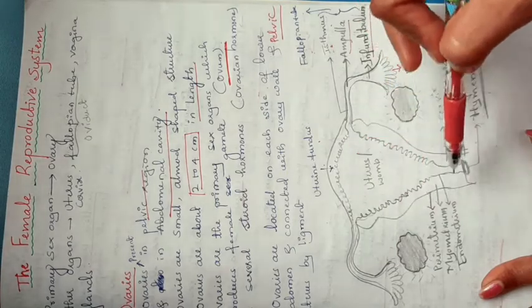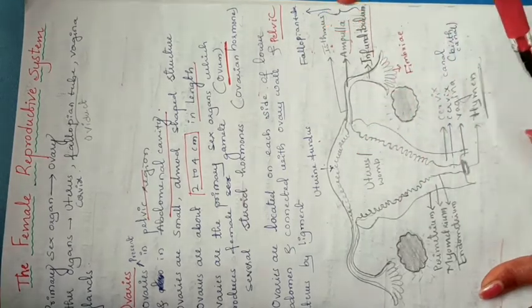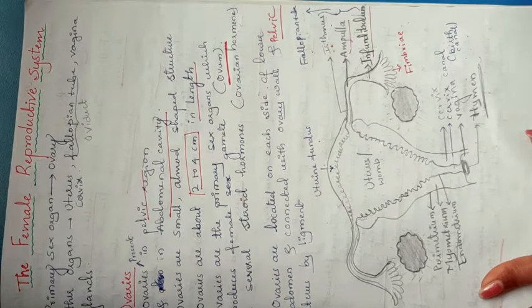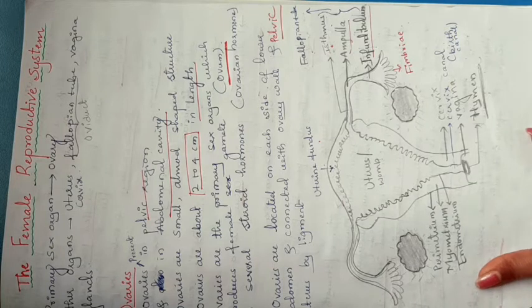Then the uterus is lined by three layers. The outermost layer is the perimetrium, the middle one is the myometrium, and the innermost is the endometrium. Perimetrium helps in mechanical support. Myometrium is made of muscles. The endometrium is highly vascular. It contracts during delivery.